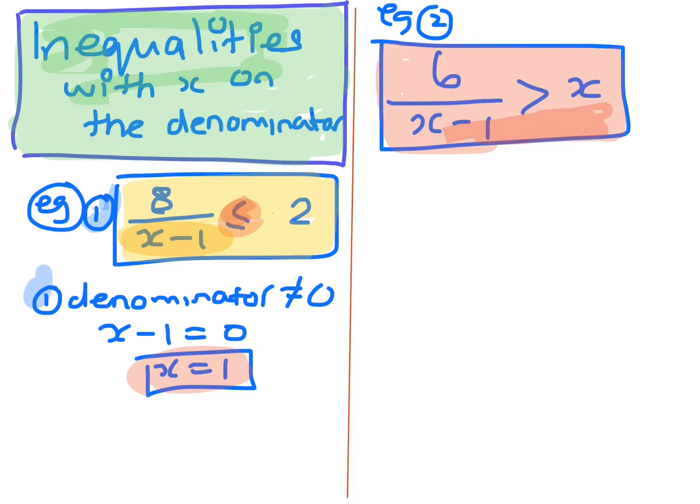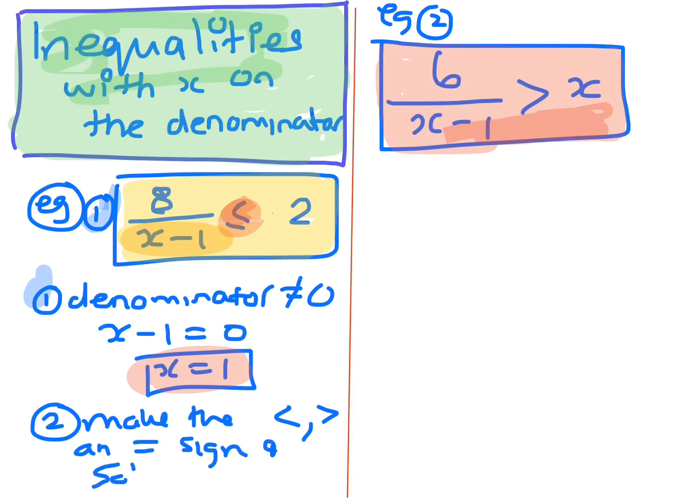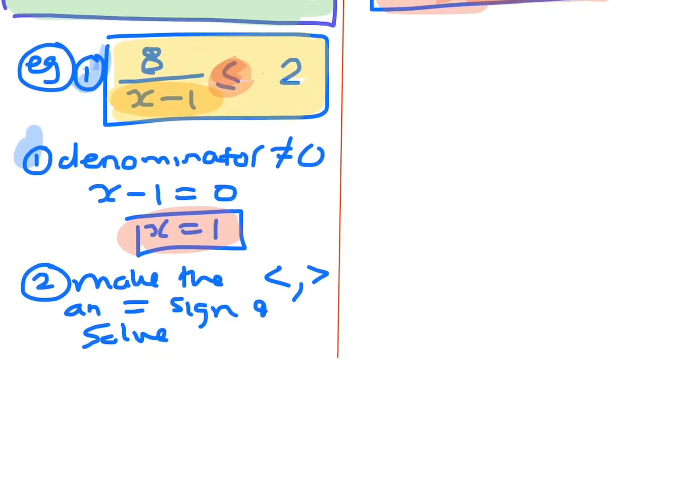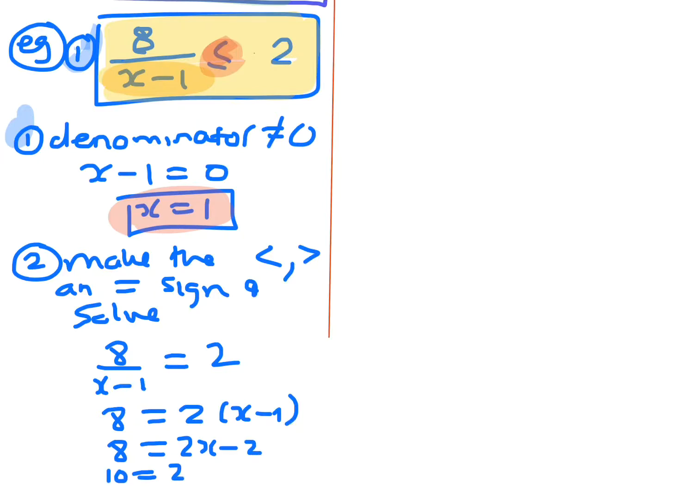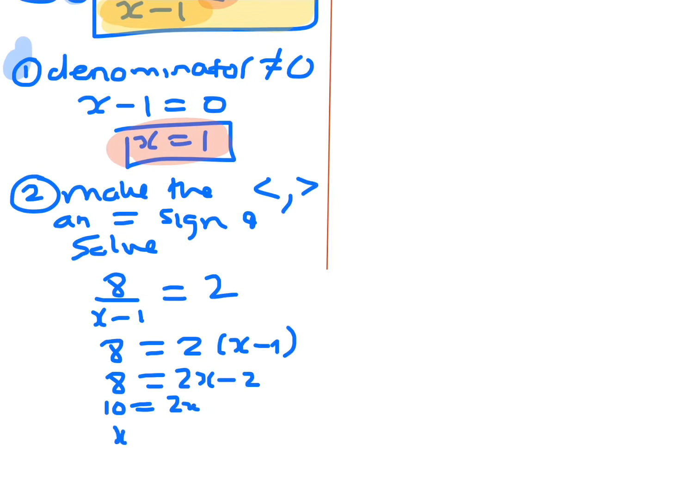Okay, the second stage. You make the less than or greater than an equal sign, and you actually just solve the equation. Okay, so let's do that. 8 on x minus 1 equals 2. 8 equals 2 times x minus 1. 8 equals 2x minus 2. 10 equals 2x. So x equals 5. So that's the other special solution there. x equals 5. So we're getting there.